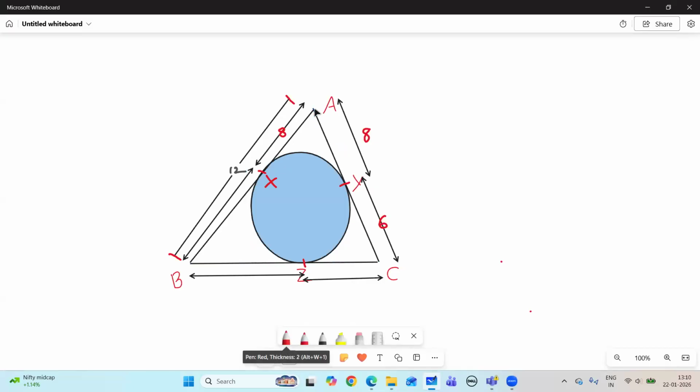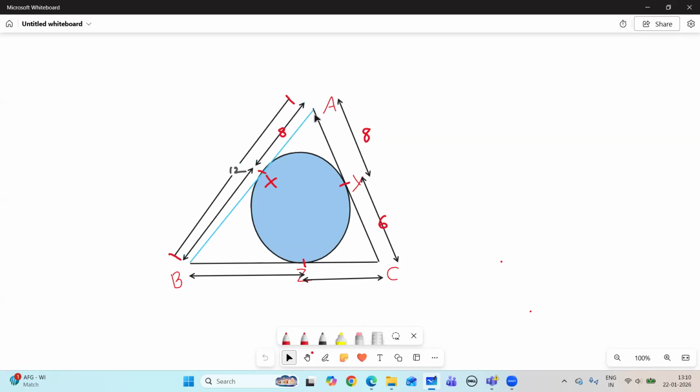We are given a circle and a triangle ABC circumscribing that circle. What else are we given? We are given the length of AB. From A to B, the length is 12 centimeters.